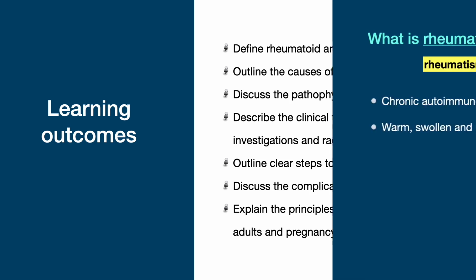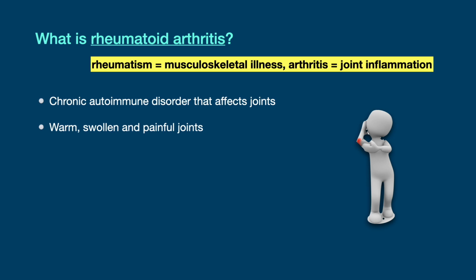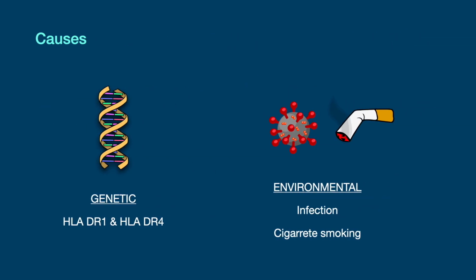Let's get started. The term rheumatoid comes from rheumatism, which means musculoskeletal illness, and arthritis refers to joint inflammation. Rheumatoid arthritis is a chronic autoimmune disorder that primarily affects joints. It results in warm, swollen, and painful joints. It is known that this condition occurs following an interaction between genetic factors and environmental factors. Specific genetic factors that are involved are HLA-DR1 and HLA-DR4. And environmental factors that can trigger a susceptible person can include infections and even cigarette smoking.